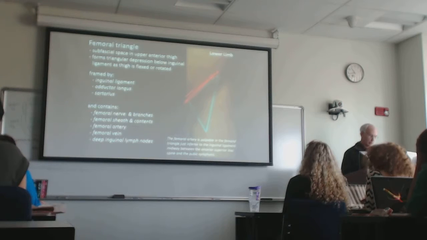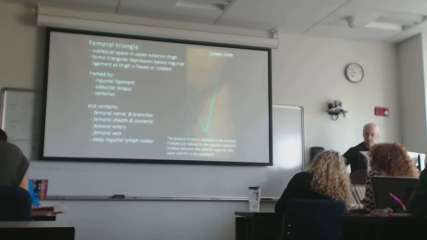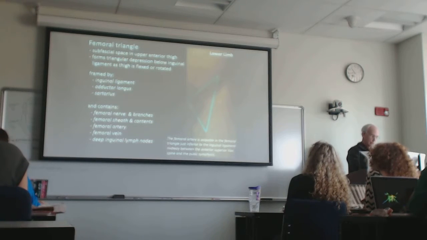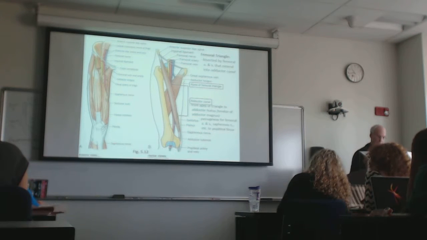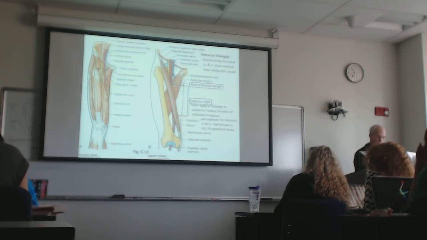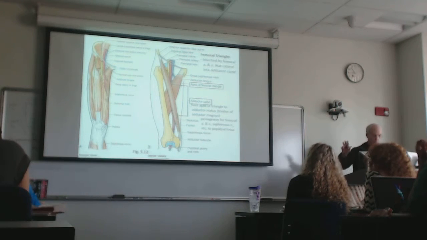And then it's also framed by the sartorius and the adductor. So remember, the adductors are pulling the leg in. So there's going to be your adductor longus, and then here's your sartorius over here. So this is our femoral triangle here, and then you can see the important structures that lie within that. Notice in this illustration that all of those structures are deep to or interior to the inguinal ligament.